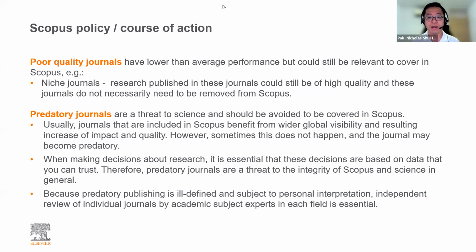When making decisions about research, it's essential that the decisions are based on science that you can trust. Therefore, predatory journals are a threat to the integrity of Scopus and science in general. And because predatory publishing is ill-defined and subject to personal interpretation, the review of individual journals by academic subject experts in each field is essential, hence the Content Selection Advisory Board.